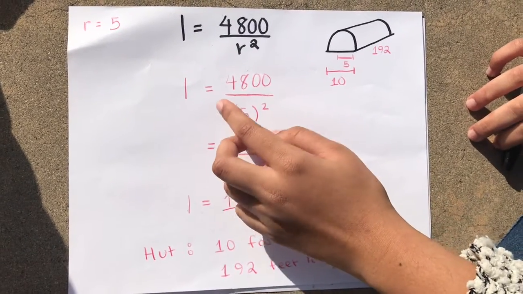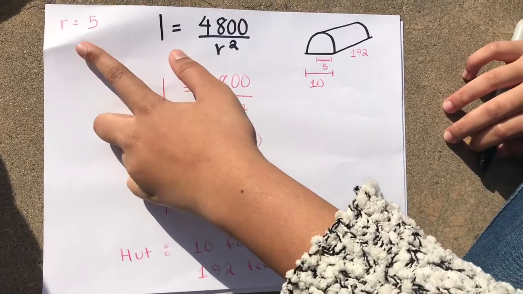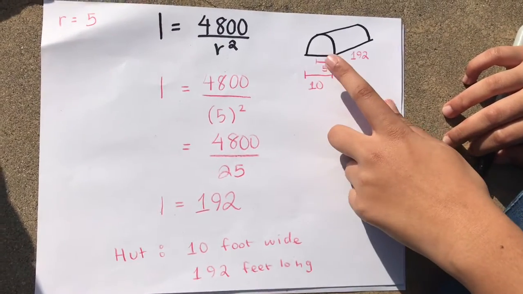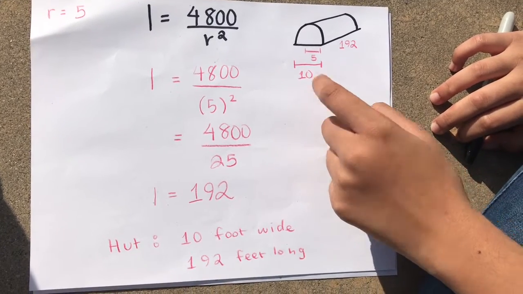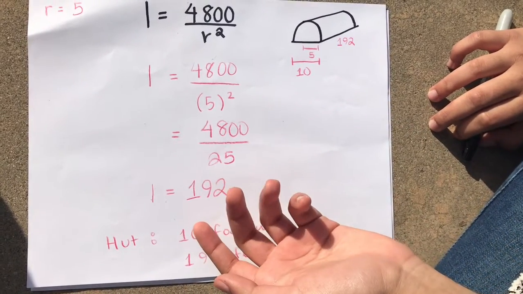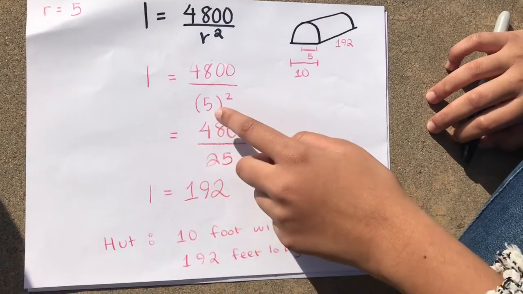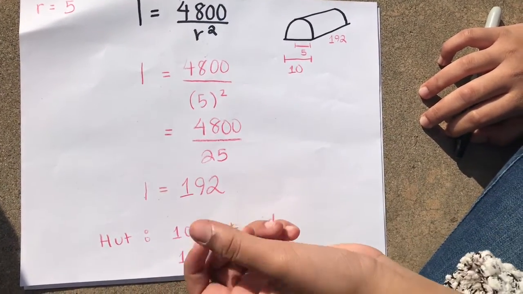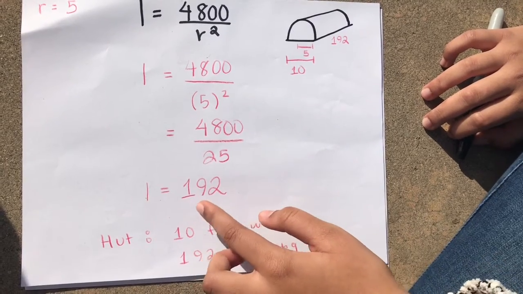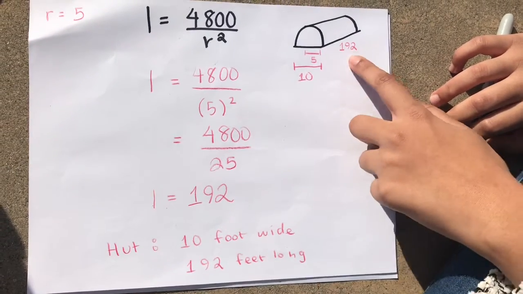So say, for example, that we want to plug in the value 5 for r. That means that the radius of the hut is equal to 5 and that the width of the hut is then equal to 10 because the width is 2 times the radius. So we plug in 5 into this equation, and using a tool known as a calculator, we find that the length is equal to 192.